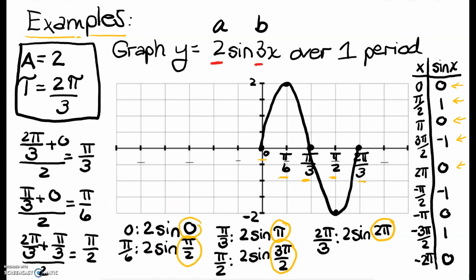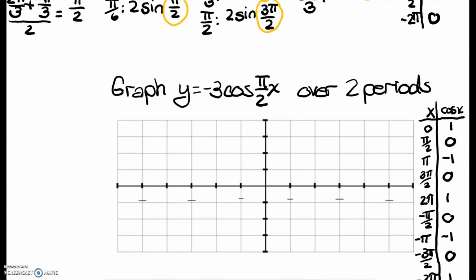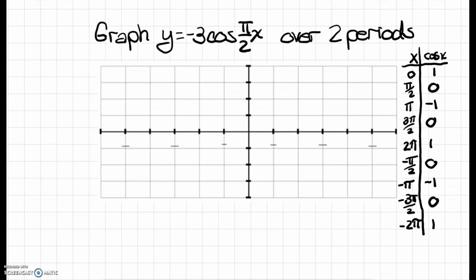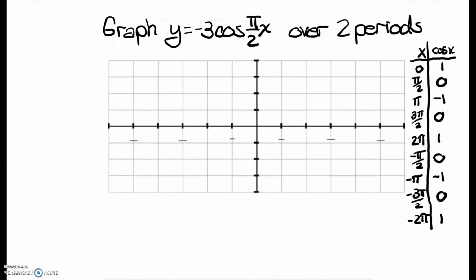And let's move down to the next graph. So this graph, let's see what our amplitude is going to be. Our A value is in front of our trig function, and our B value is the multiplier of x. So pi over 2 is B. Our A value is the absolute value of -3, which is going to be 3.